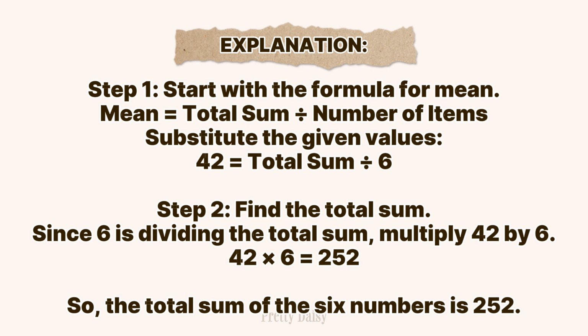Step 2. Find the total sum. Since 6 is dividing the total sum, multiply 42 by 6. 42 times 6 equals 252. So the total sum of the 6 numbers is 252.